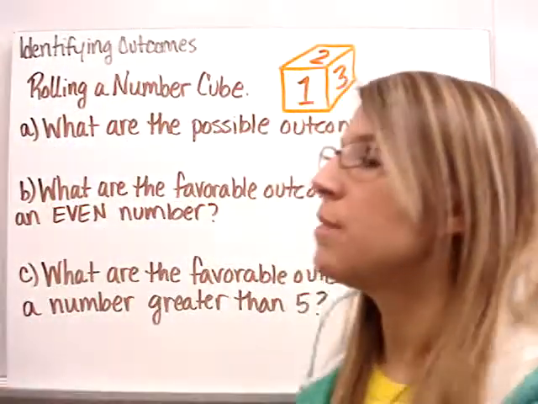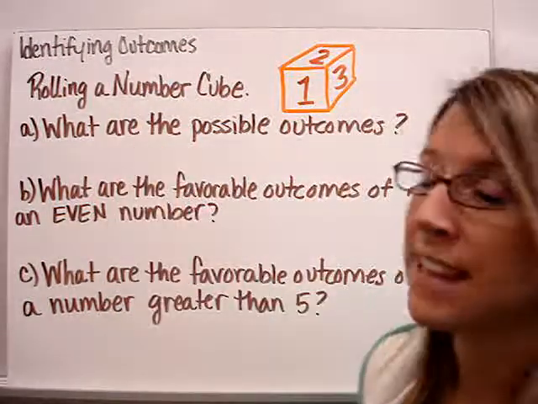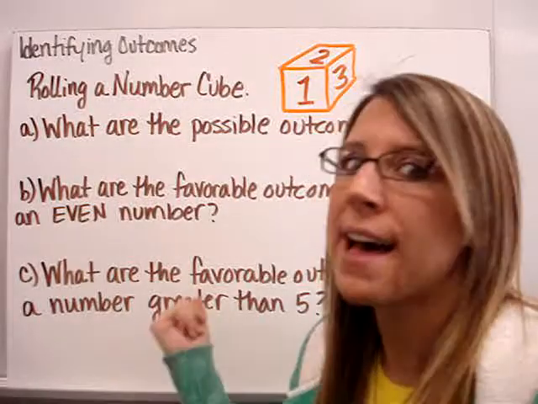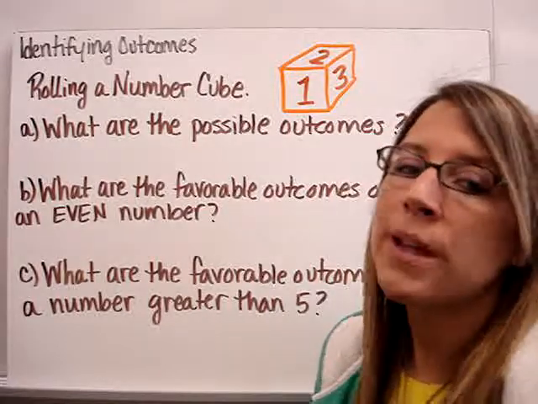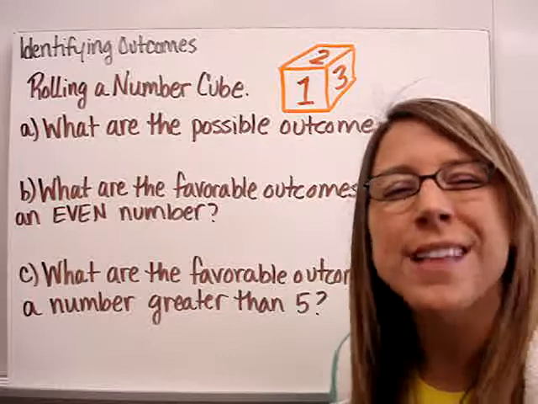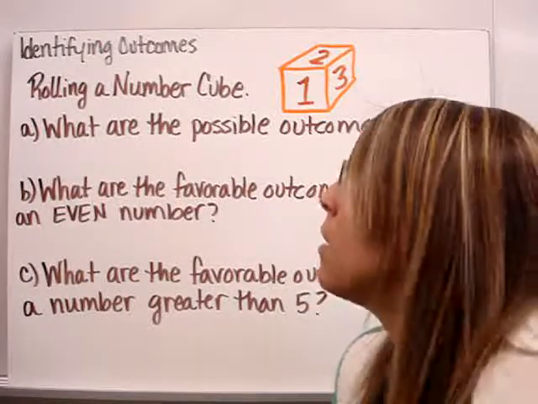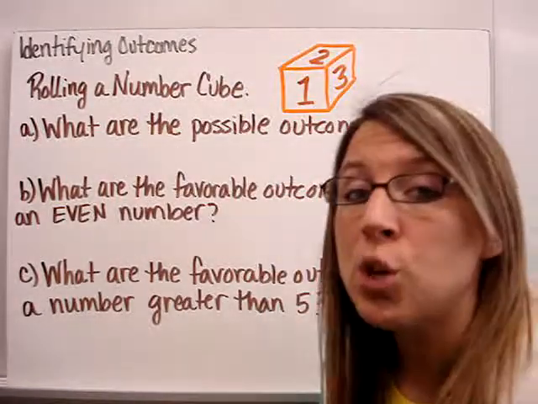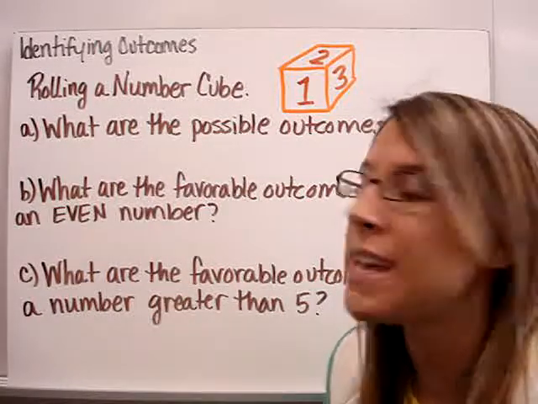So first, the set of examples that we're going to start to work with is identifying outcomes. A lot of times working with probability, we're going to be pulling marbles out of bags, rolling number cubes, spinning spinners, flipping coins, lots of things like that have different kinds of outcomes, different numbers of outcomes. So we're going to start with rolling a number cube. Now a number cube has 6 sides, numbered 1 through 6.